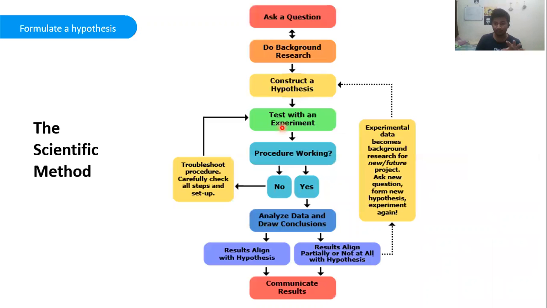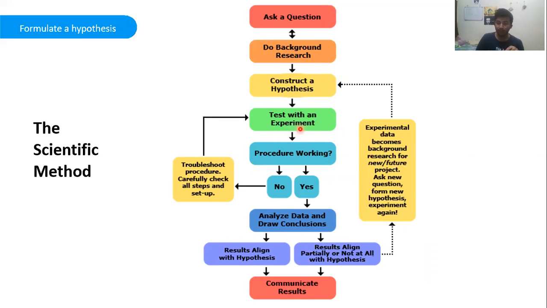So इसी चीज का this is a flow chart to understand this. We start with asking a question. Why was my toaster not working? And we do some background research to form a better question. Once we have a question, we construct a hypothesis. Hypothesis, अभी के लिए just understand, it's basically just a guess. Then to test a hypothesis, you need an experiment. So you test that hypothesis with an experiment.